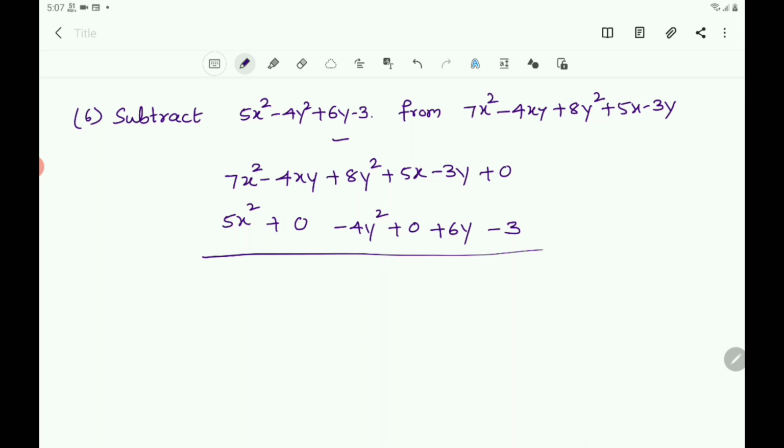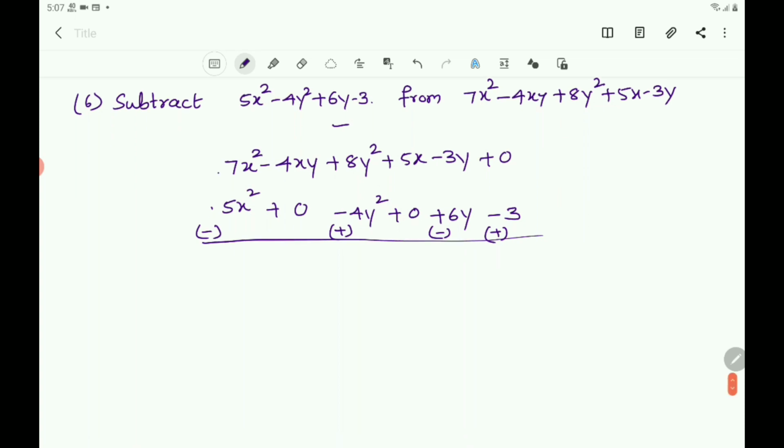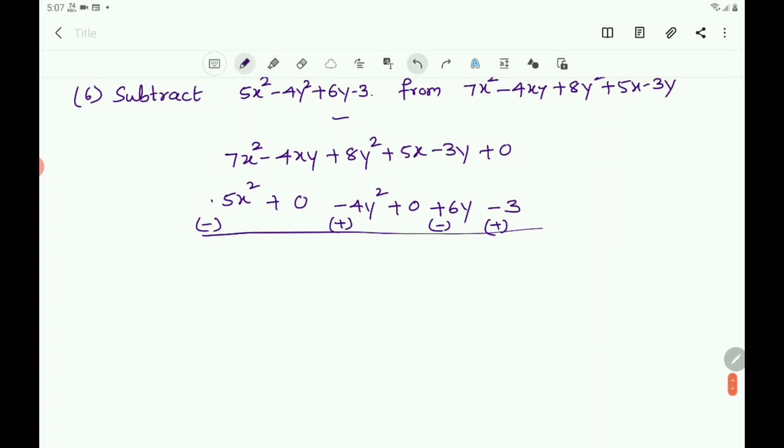Now here we have to subtract, so change the sign. You know that this is plus 5x square given. As we are subtracting, it becomes minus 5x square, and minus 4y square becomes plus 4y square, and this becomes minus 6y, and it is plus 3. So you change the signs and as usual add them. This is 7x square and this is minus 5x square. As the sign is changed, it is minus 5x square. 7 minus 5 is 2x square.